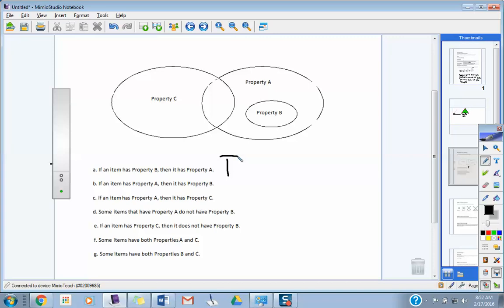Let's see. Chelsea, somebody in your group, letter B. If an item has property A, then it must have property B. You put true? Okay. Anybody put false for that? Gavin, your group put false? Yeah. Okay. Chelsea, in your group, you want to argue for true? You're saying true? Yes. Why? Well, because if an item has property A, it is in property B as well. So you're saying that if I pick a point in property A, that it must be in property B? Yes.